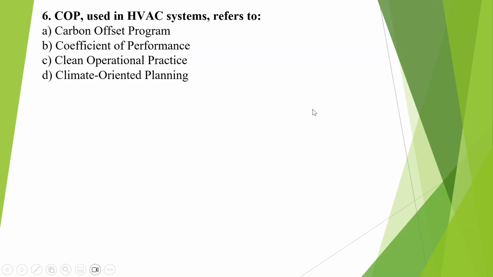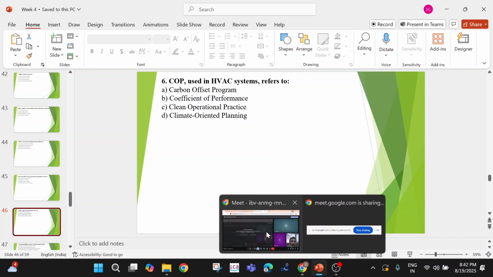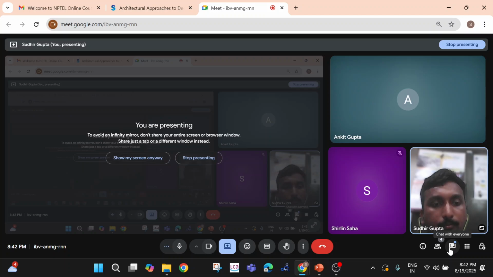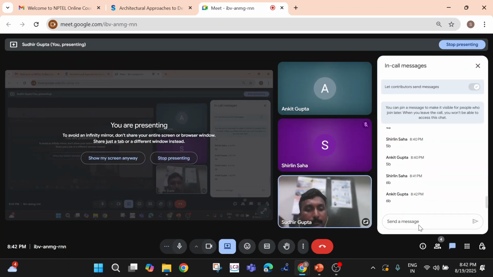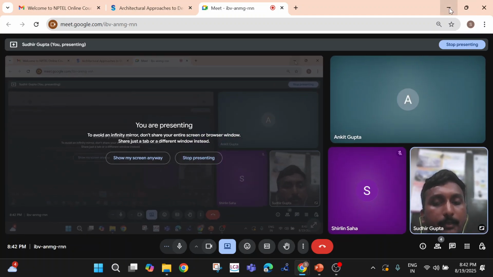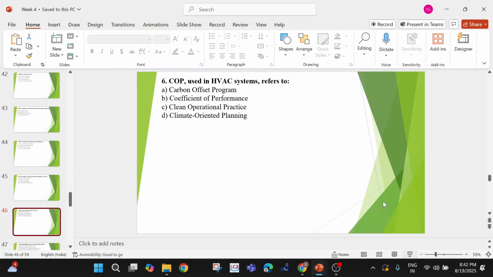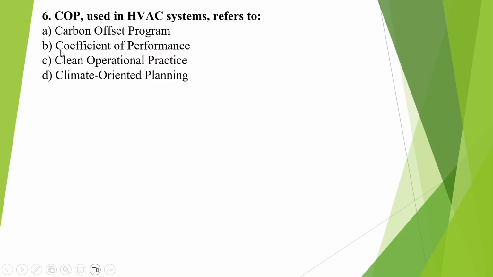So let's see how well you can answer it. Most of you might have calculated the COP of various refrigeration systems, HVAC systems. So B has been marked by most of you, and B is the right answer for this question. That shows that coefficient of performance is used and seen for the rating of the various appliances.